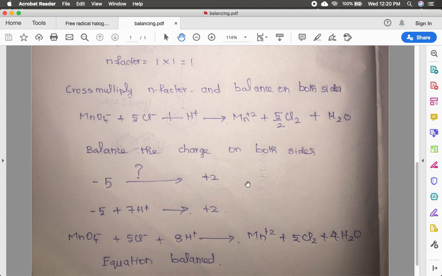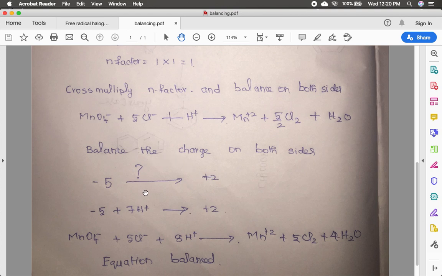So the next step is balancing the charge on both sides, which is very important for a redox reaction. So the total charge on this side will be -1, -5, -6, +1. So the total charge on this side is -5. The total charge on this side is +2, which is not balanced. So we have to do something so that it is balanced.